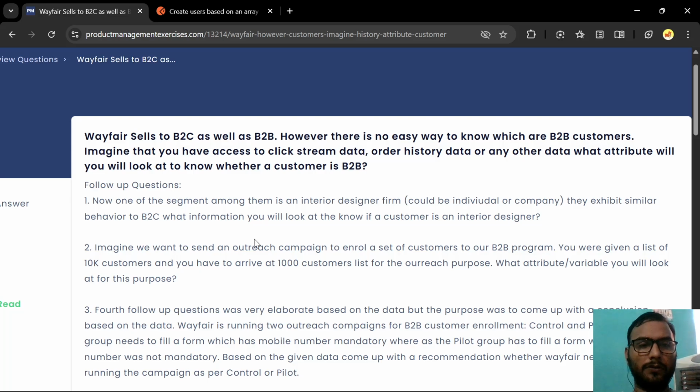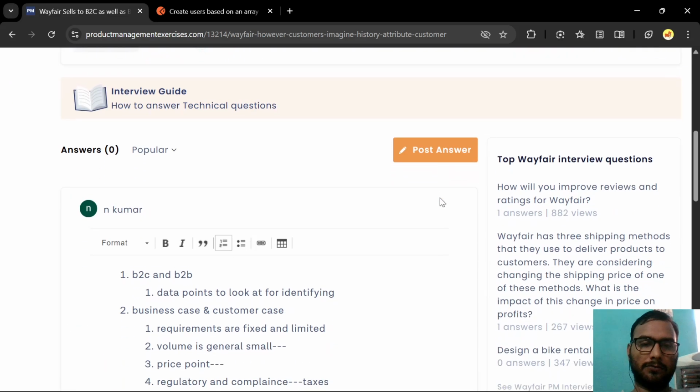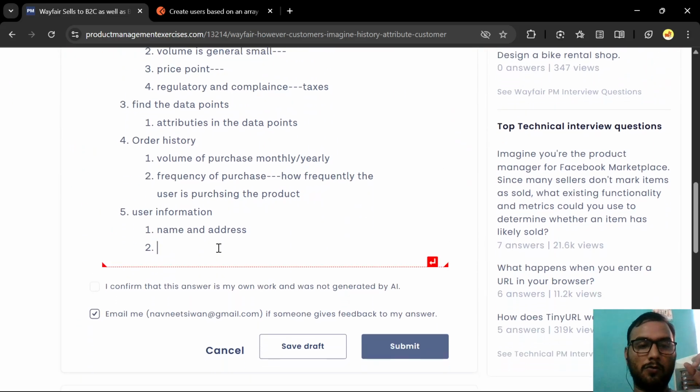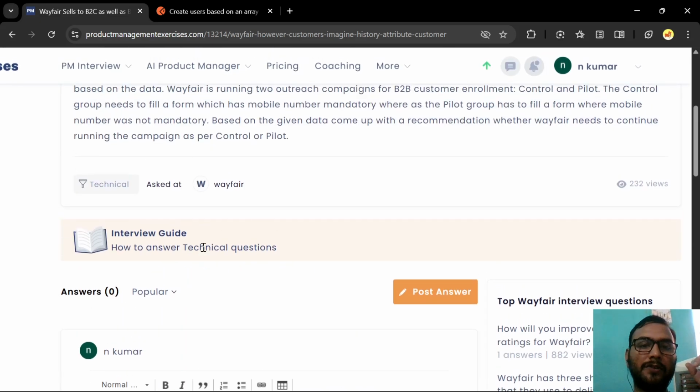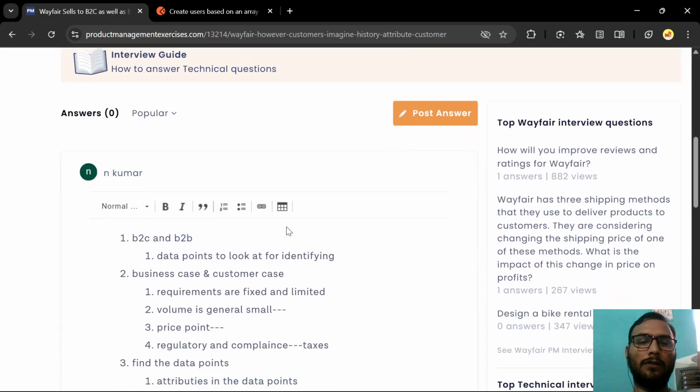And the follow-up question is, now one of the segments among them is an interior designer firm. Okay, could be an individual or a company. They exhibit similar behavior to B2C. What information will you look at to know if a customer is an interior designer? Okay, so the question is that someone is an interior designer, but we have to confirm that aspect of it, that the customer is an interior designer.